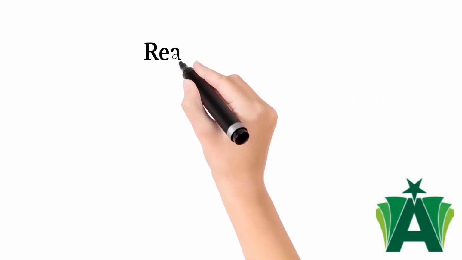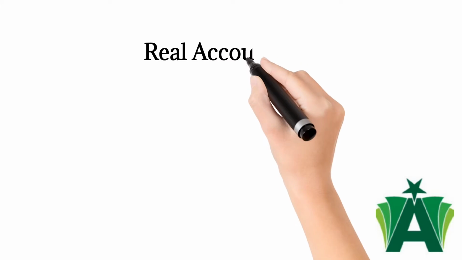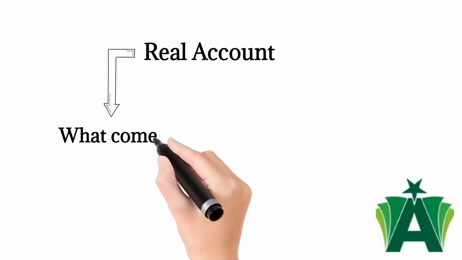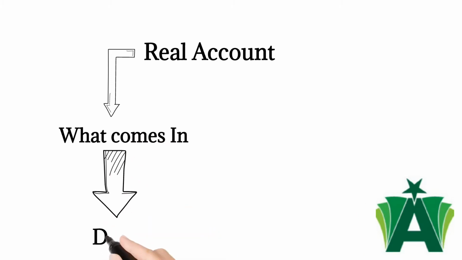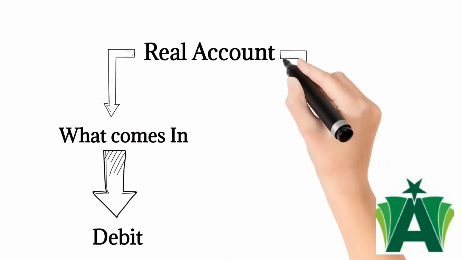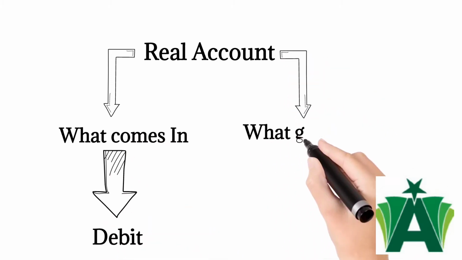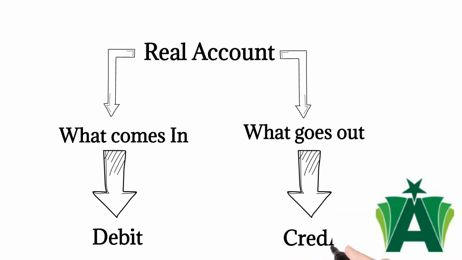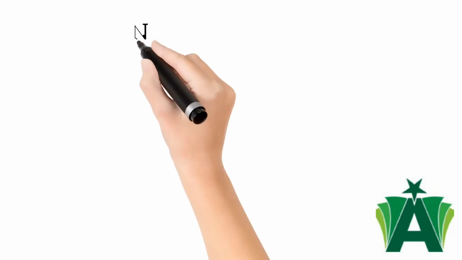Real account. Debit the account of assets which come into the business, or addition to an asset, and credit the account which goes out of the business. For example, purchased furniture for cash: furniture account is debited, which comes into the business, and cash account is credited, which goes out of the business.